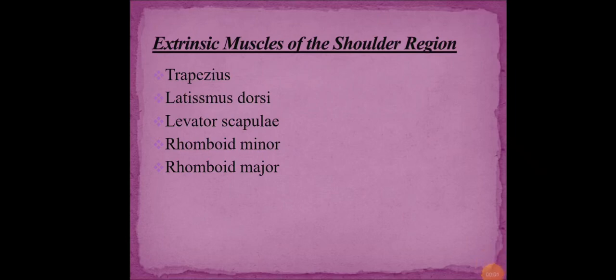Move to the muscle of the shoulder region. The muscle of the shoulder region is divided into two groups, extrinsic group and intrinsic group. Extrinsic that originate from other region.